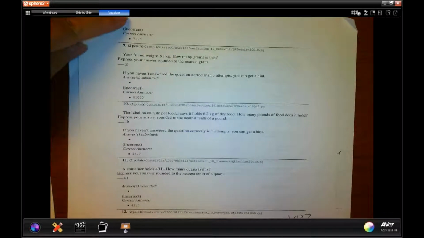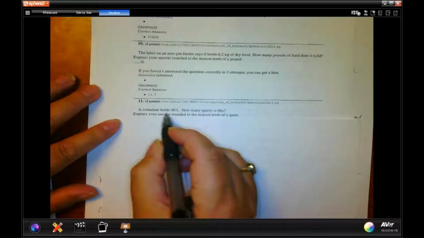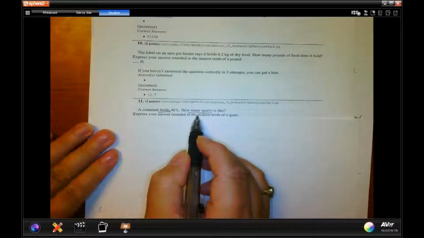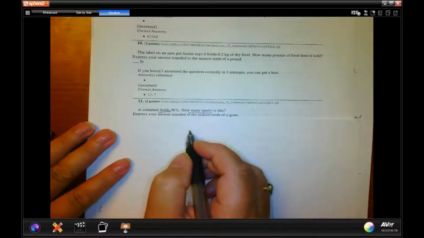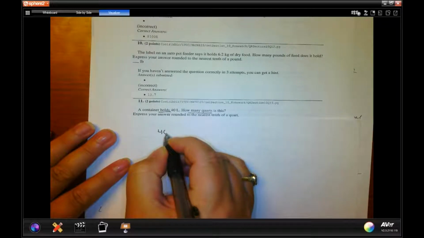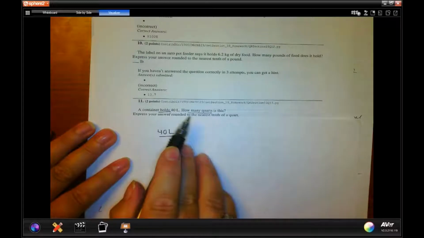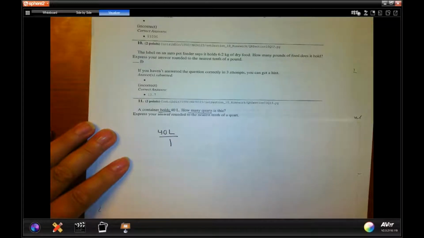So here's an example, number 8. Nope, number 8's a metric. We just did the metric. Okay, number 11 here. A container holds 40 liters. How many quarts? So this is metric to English. This is where we want to use a unit fraction and factor label method. We're starting out with liters. We write what we have. If it's only 1 unit, not per anything, make it 40 liters over 1.